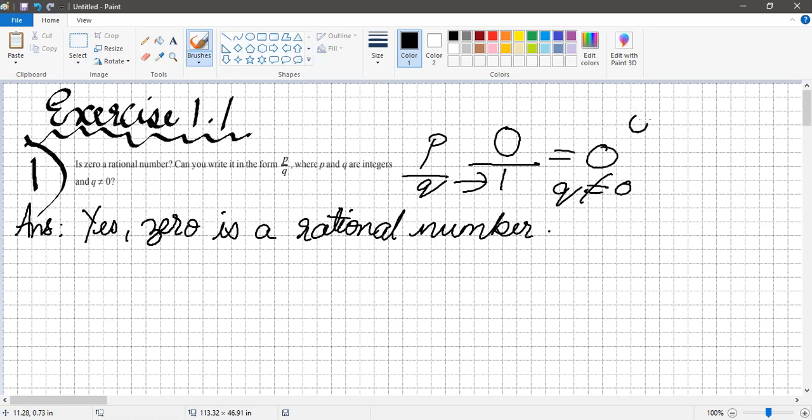You can also write 0 by 2, 0 by 3. This is 0, okay? 0 by 2, 0 by 3, 0 by 4, etc. So accordingly, 0 can be represented as 0 by 1, 0 by 2, 0 by 3, etc. where denominator q can also be taken as a negative integer. That means it can also be written as 0 by minus 2, 0 by minus 1. Like this also you can write it. So we can just write it in proper format.